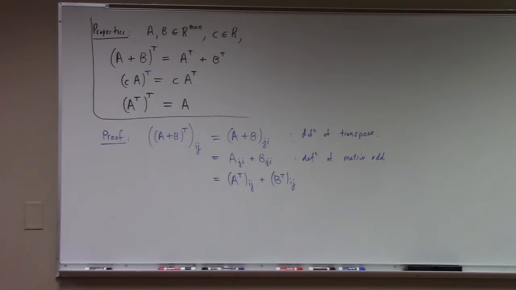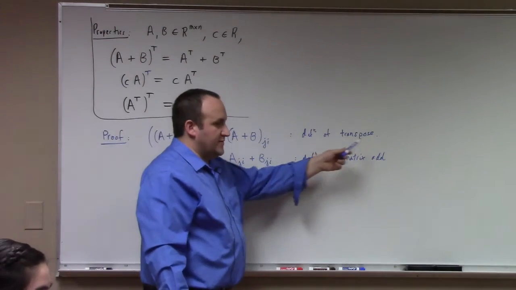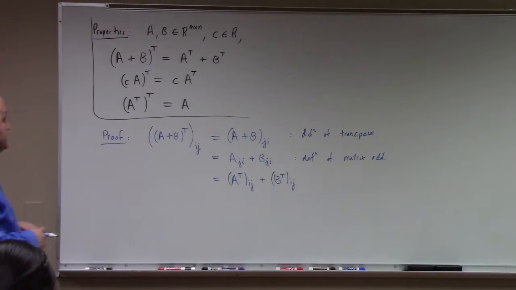Was the transpose intentionally left out in the first step? What did I write over here? Definition of transpose. What's the definition of transpose? It's that (A transpose) ij is Aji. So I'm applying the definition to make that step. Yeah, not a typo. And we're going to have to make that step again.